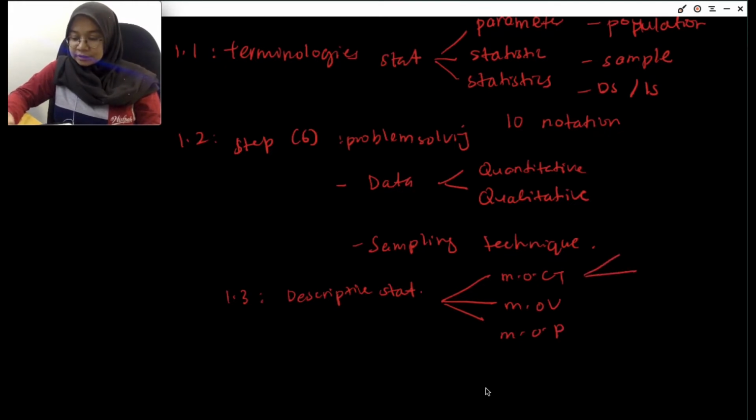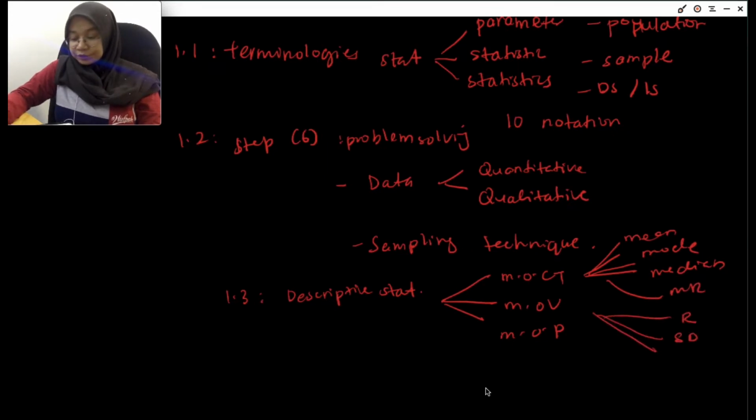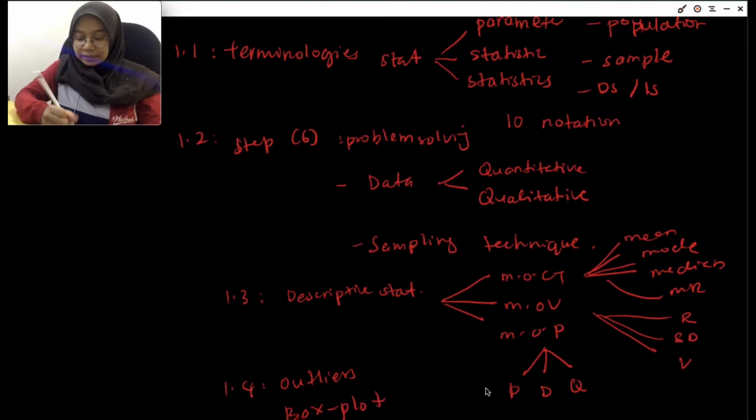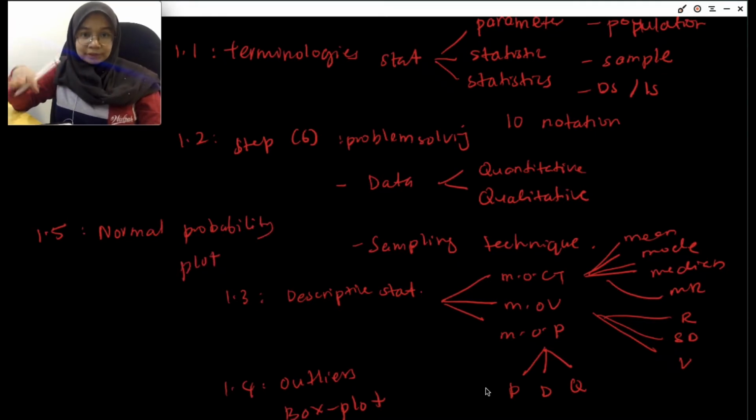In measure of central tendency you will have mean, mode, median, and mid-range. In measure of variation you will have range, standard deviation, and variance. In measure of position you have percentiles, deciles, and quartiles. And second last, in 1.4 you have outliers and box plot. Last, in 1.5 you have what we call normal probability plot. That's all we have learned in chapter 1.